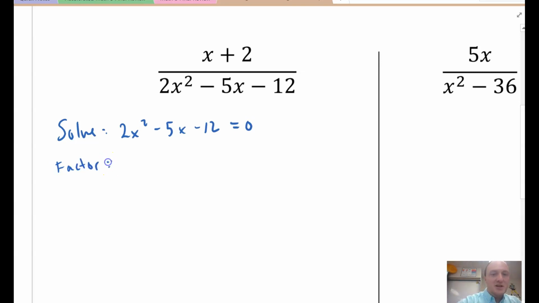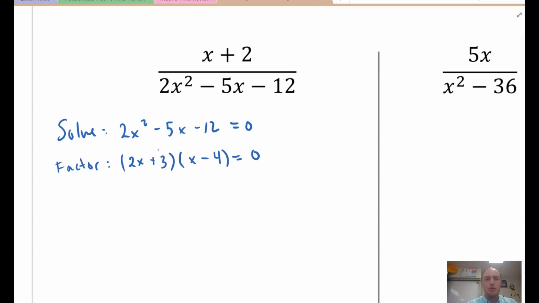Factor. I'm going to open up two binomials. We can factor by inspection, also known as guess and check. So I have 2x and x over here. Let's try 3 and 4. I want a negative 5, so let's make the 4 negative. That gives us negative 8 and a positive 3. Does that give us negative 5? It does.